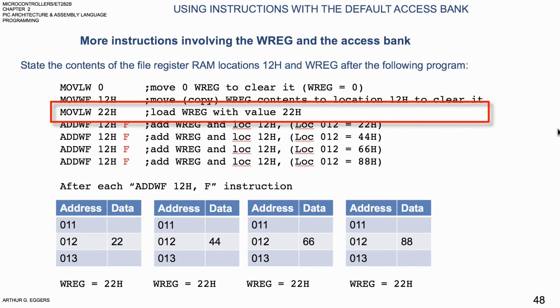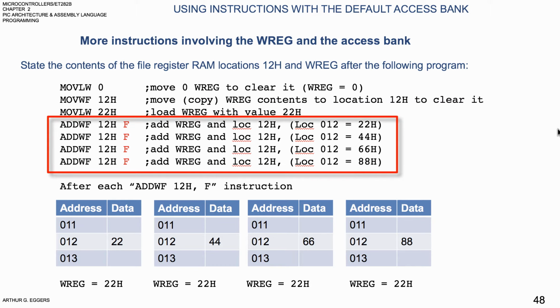The next step, step 3, says move the literal value of 22H to the working register. So we're going to load the working register with a value of 22H. Now the next 4 steps, we're going to add those values by moving the value from the working register into the file register at 12 and just sum them as we go.